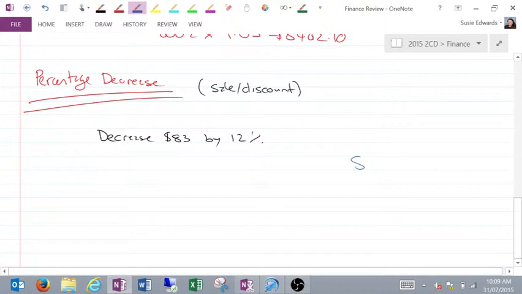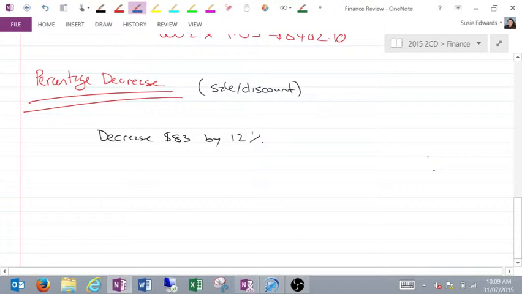Can we just write $83 times by 12%? No, we've already worked that out. That's 12% of it, isn't it? Or was that $8 something? 9. Yeah. Okay. So what do we actually have to do if we want to decrease something by 12%, Yogi?